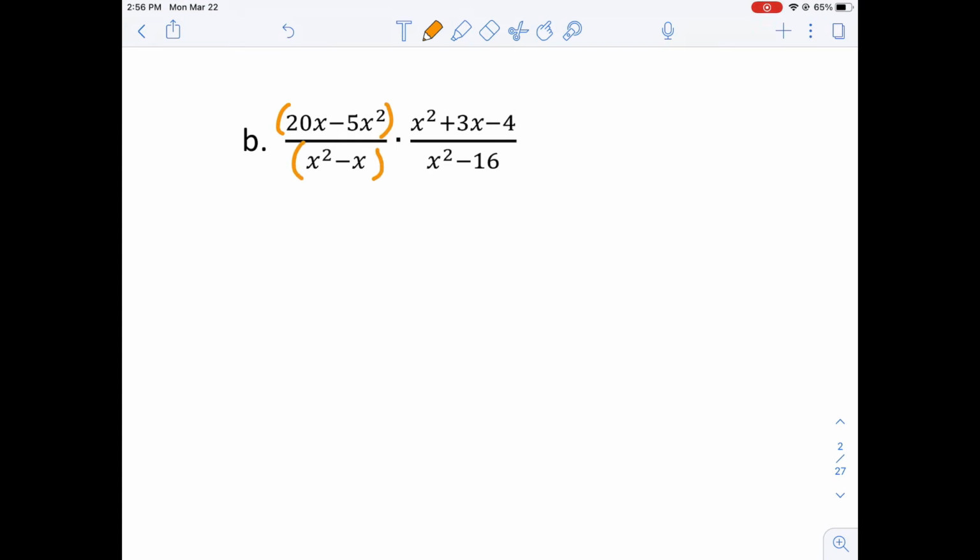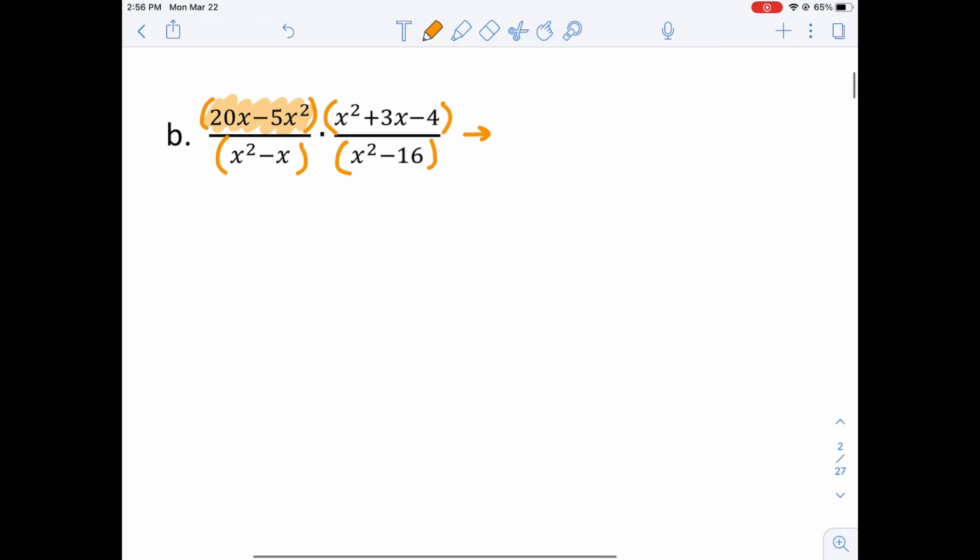So here though, look at all these multiple terms. I've got 2 terms times 3 terms. You do not want to distribute and multiply this all together. Factor each group and then divide out your common factors like we've been doing. So I could factor a 5x out of that 20x minus 5x squared. And then on bottom of that first one, I could factor out an x, leaves me with x minus 1.